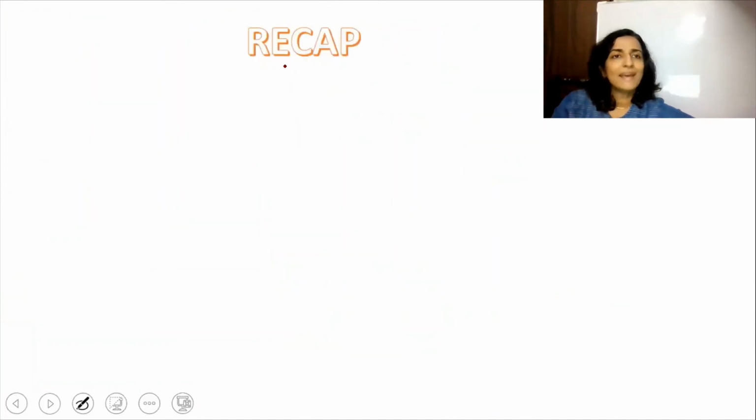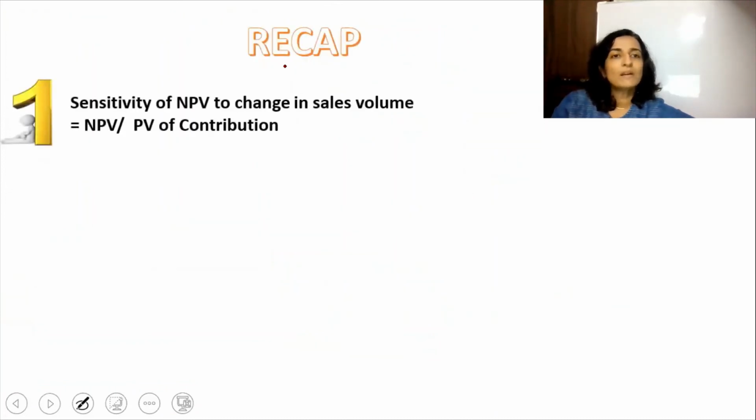We will have a quick recap. Point number 1, what is the sensitivity of NPV to changes in sales volume? Given by the formula NPV divided by present value of contribution. No backward working, no hassles, just substitute in the formula, you will get the answer. What is the meaning of this? What is the maximum permissible reduction in sales that is acceptable without getting a negative NPV?